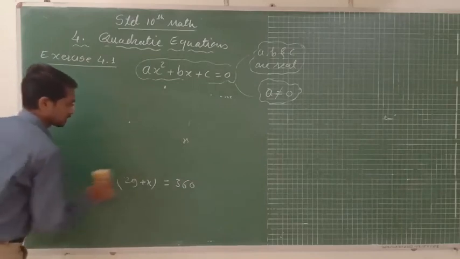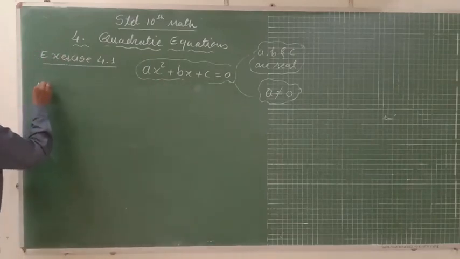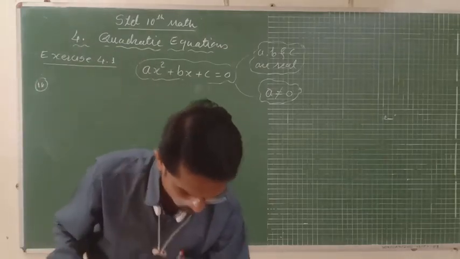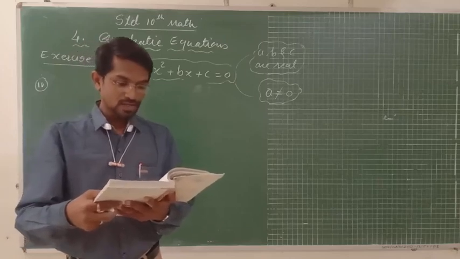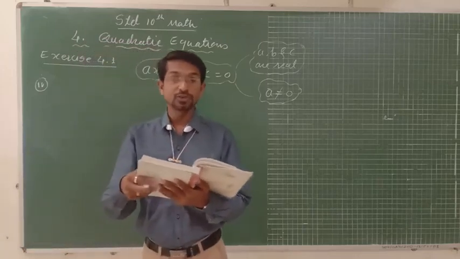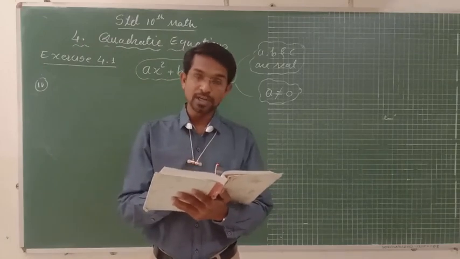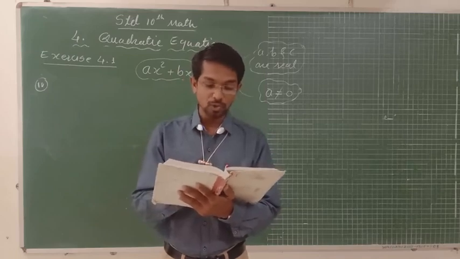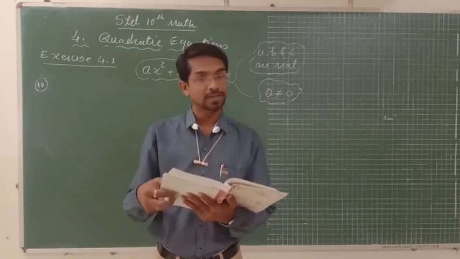Next. This is the fourth one. See what is given here. A train travels a distance of 480 km at a uniform speed. If the speed had been 8 km per hour less, then it would have taken 3 hours more to cover the same distance. We need to find the speed of the train.